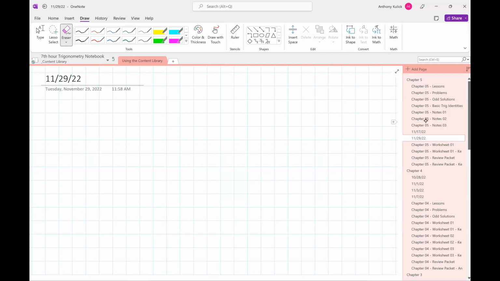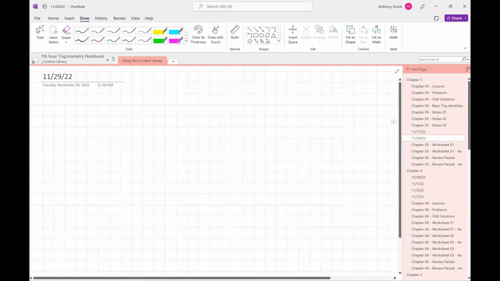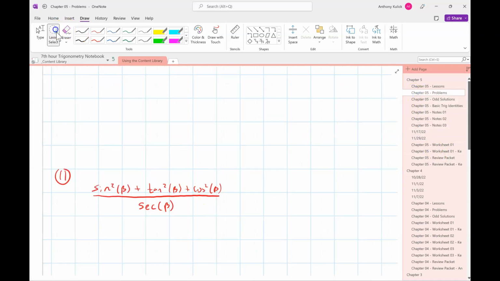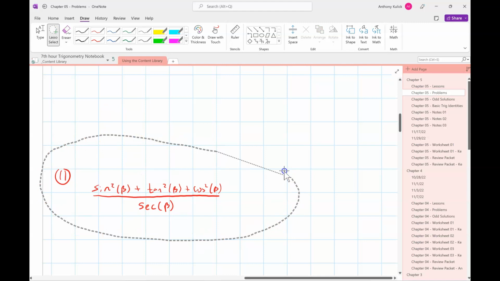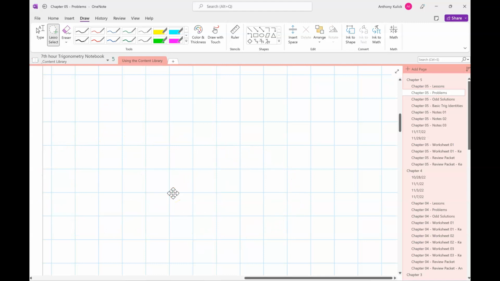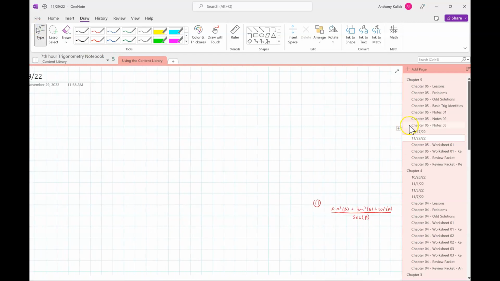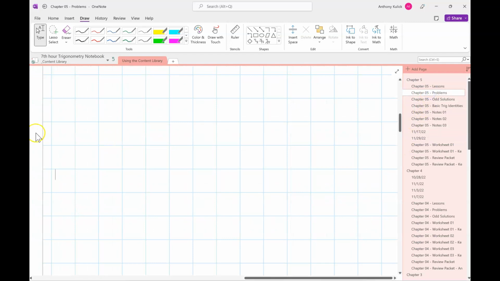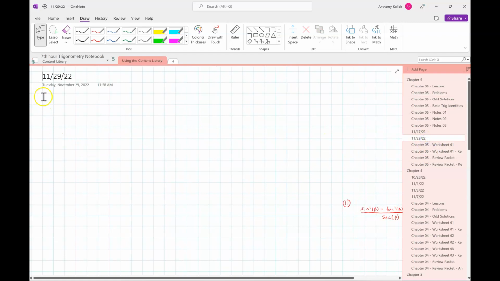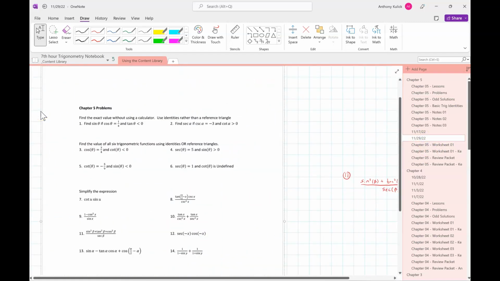Where did I put my thing? What was I doing with that? Where's my stuff? Oh boy. There you go, Mr. Kulik. Let's put it where it's supposed to go. Come on, you stupid machine. Just do what I want you to do. Just read my mind. Okay.